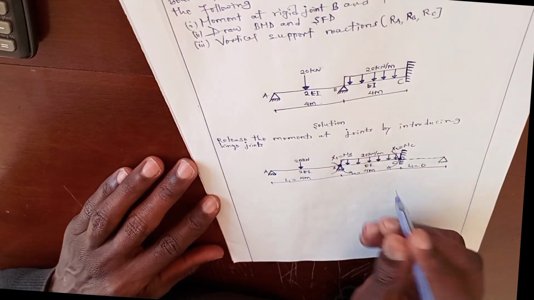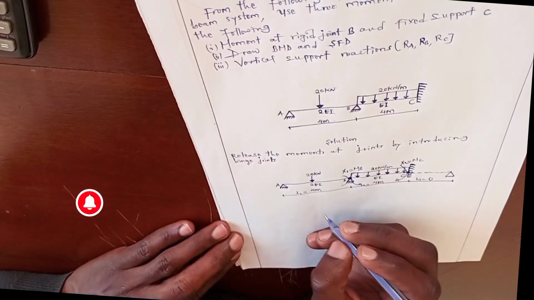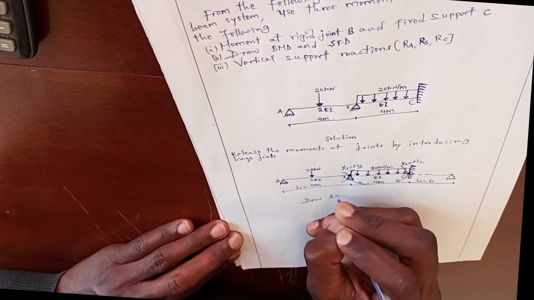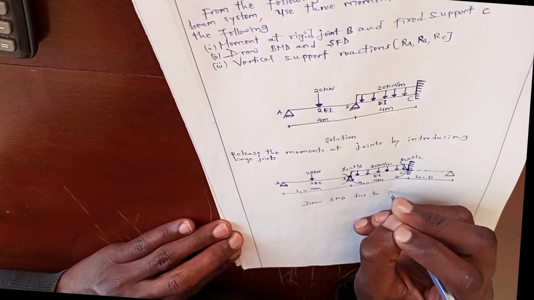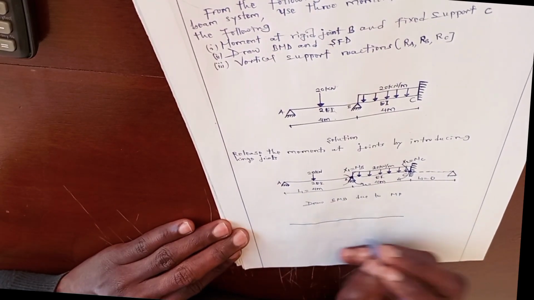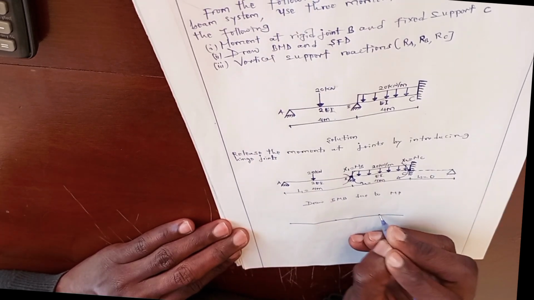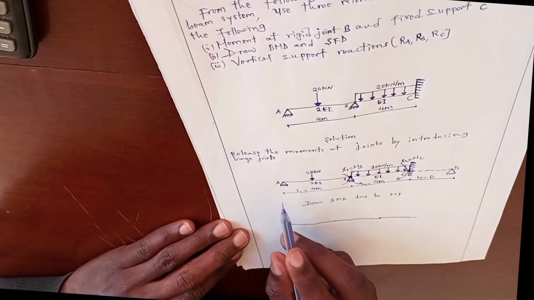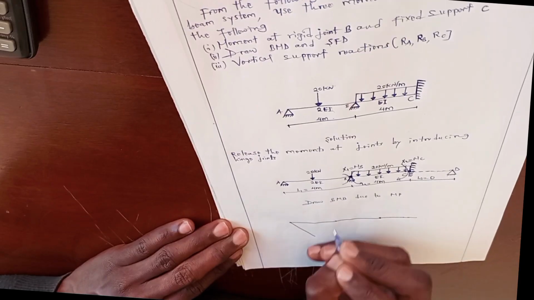is to draw the bending moment diagram due to the applied load. Its bending moment diagram will be in this way. This is point A, point B, point C, and this is point D. Now, its bending moment diagram due to the point load will be in this way.